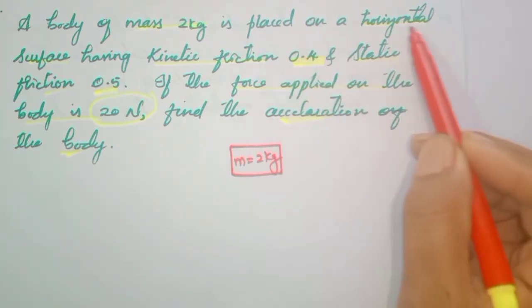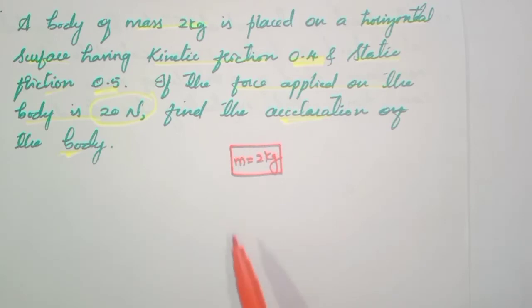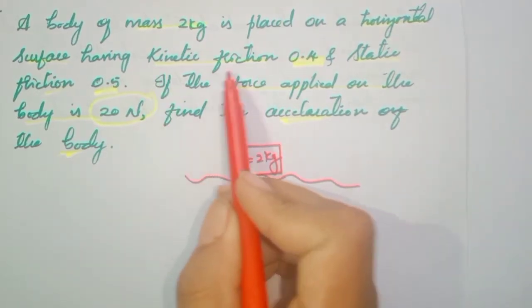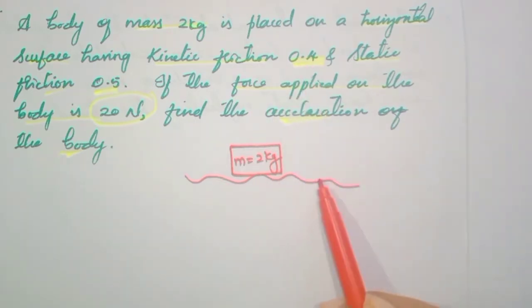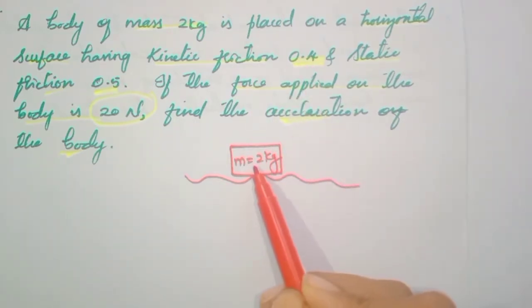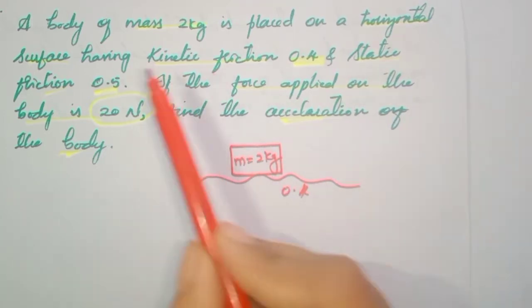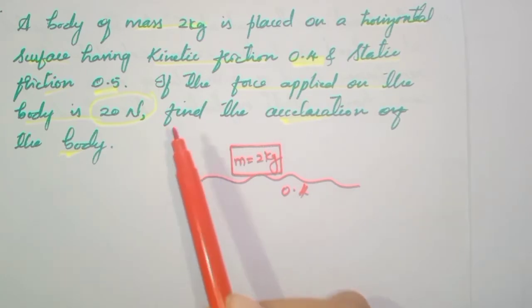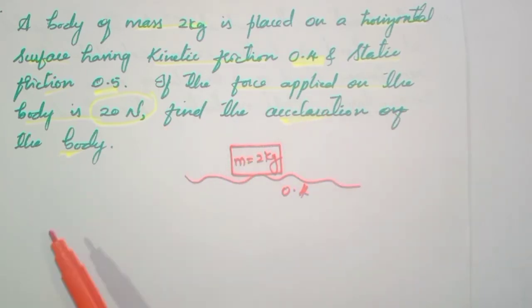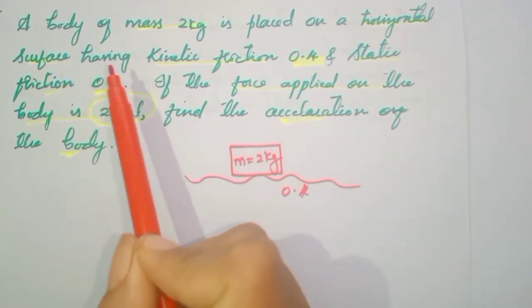The body is placed on a horizontal surface. So the horizontal surface is the surface here. Let me draw this horizontal surface. Having kinetic friction 0.4, this surface is offering kinetic friction to the motion of the body, which is 0.4. So what do you have to write? Do you write it as kinetic friction Fk or mu k? As they have not mentioned, it is a coefficient of kinetic friction.